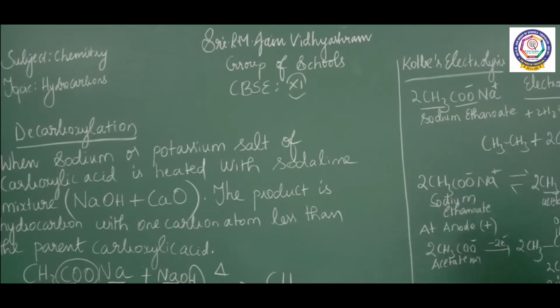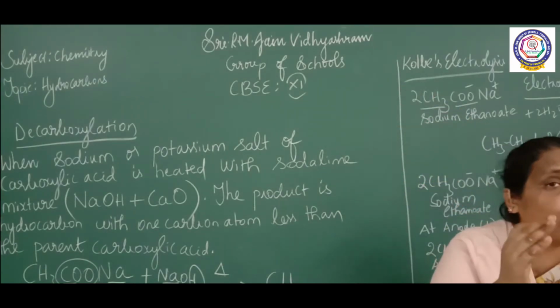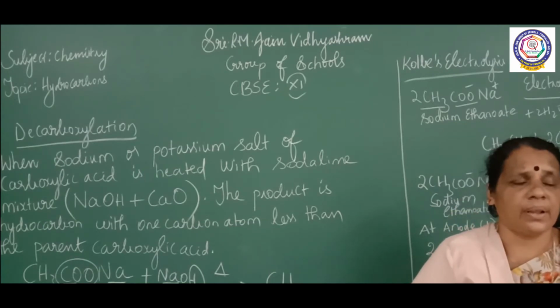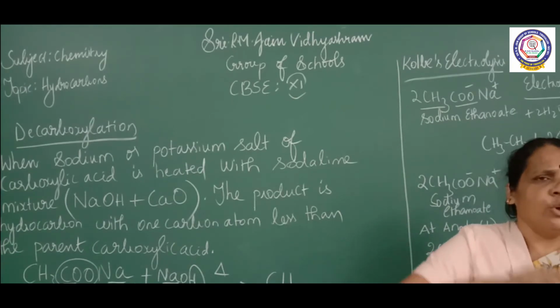So this methyl free radical, what is the next step? CH3 free radical plus CH3 free radical. What is that you will be getting? CH3CH3. So what is the name of this compound? Ethane. It is also electrolysis. What is the condition? We are passing electricity in the aqueous solution of sodium ethanoate, adding water.